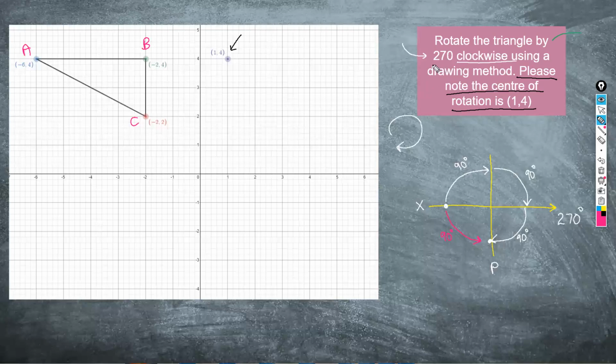Whenever we're rotating, whenever we're using our rulers and protractors, which angle do you think is going to be easier to measure? 270 or 90 on a protractor? Which one is obviously going to be easier to do? 90 degrees. So we're going to use 90 degrees. Look how easy this question is going to be.